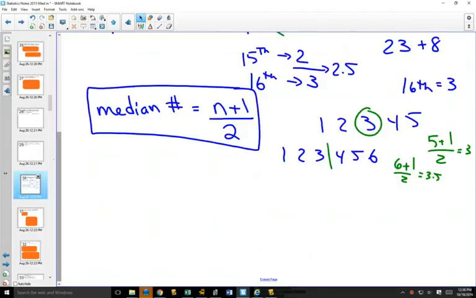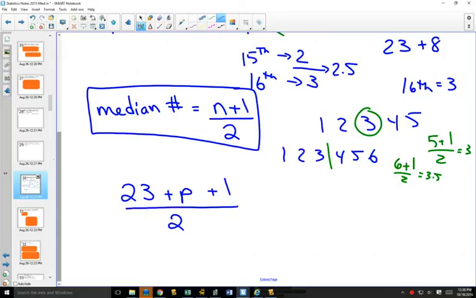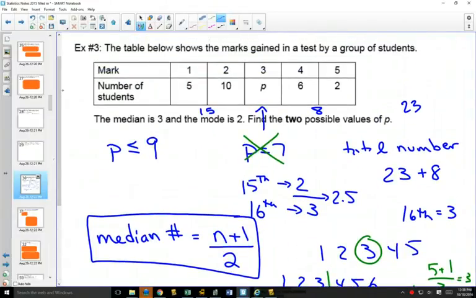So if we use that idea, we know that 23 plus p, that's how many we have, plus 1 more divided by 2 has to be bigger than or equal to 16. Why 16? Because the first 3 is the 16th one. Okay?